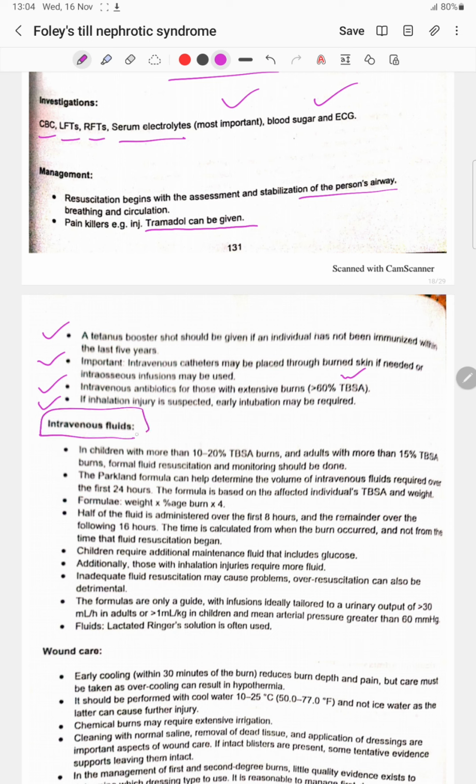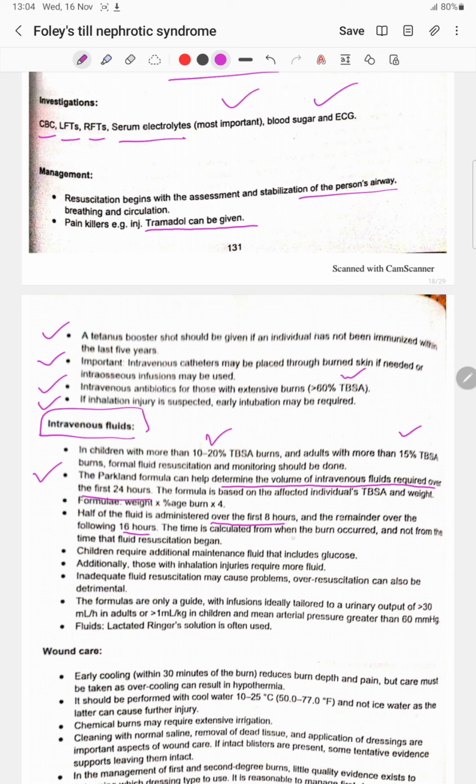Intravenous fluids: in children with more than 10 to 20% TBSA burns, and adults with more than 15% TBSA burns, formal fluid resuscitation and monitoring should be done. The Parkland formula can help determine the volume of intravenous fluid required over the first 24 hours. The formula is based on the affected individual's TBSA and weight: volume equals weight times percentage of the burn, multiplied by 4. Half of the fluid is administered over the first 8 hours, and the remainder over the following 16 hours.